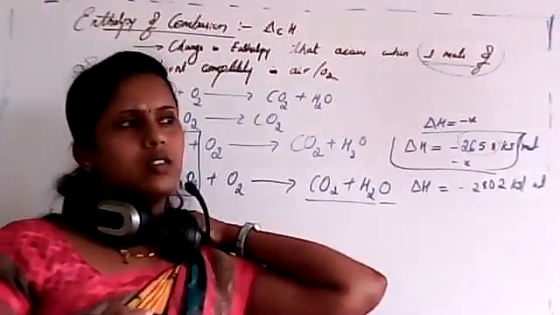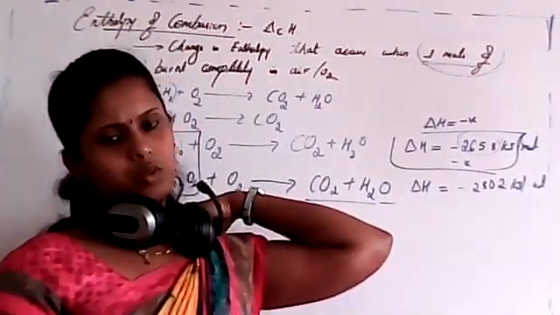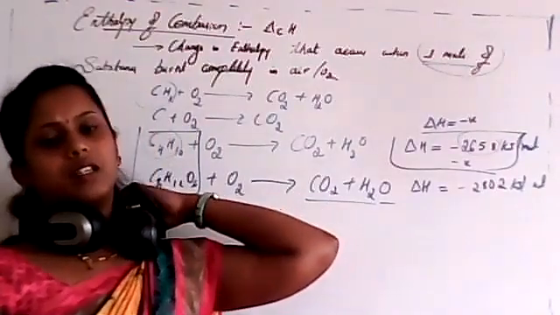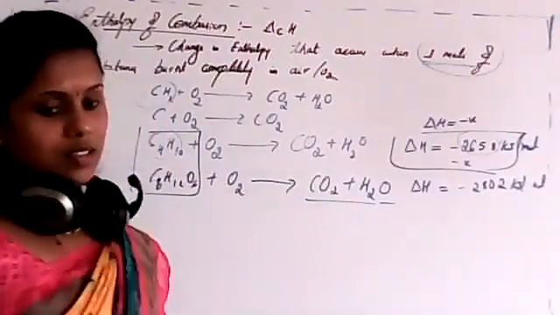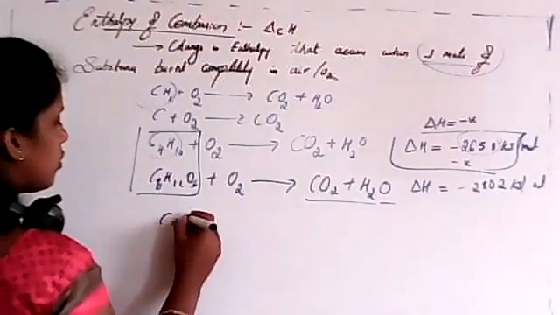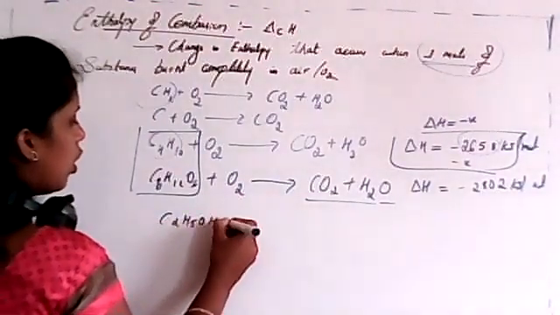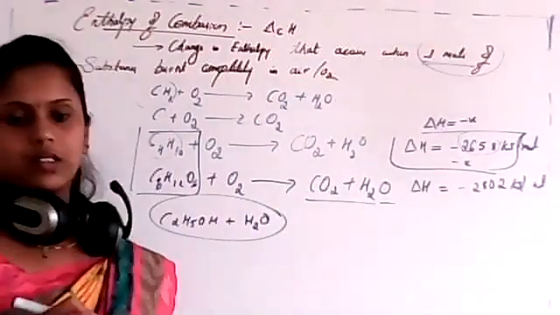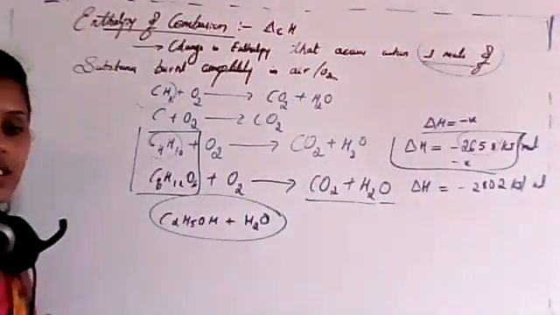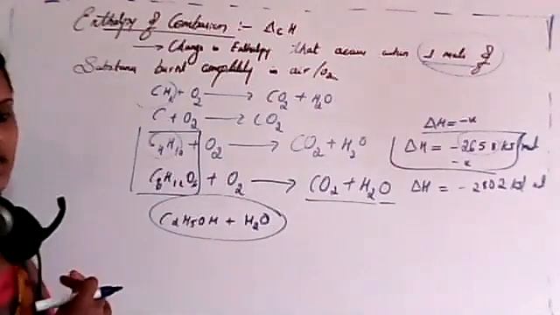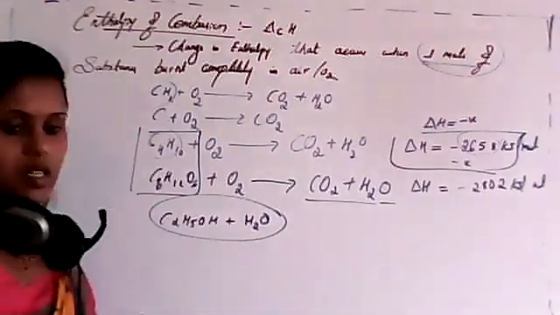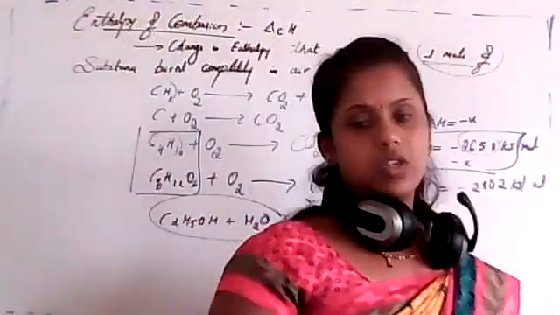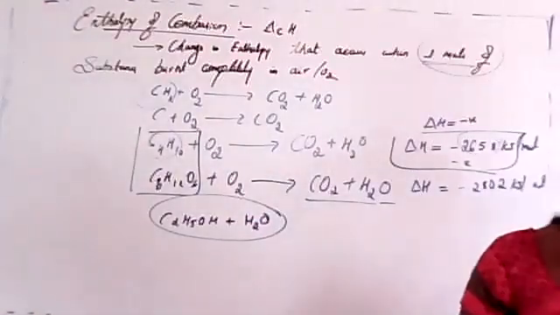Ethanol and water, this is not a combustion process, students. We don't treat it as a combustion process. Ethanol, C2H5OH, reacts with water, so this is not combustion. But whenever we consider ethanol with oxygen or ethane with oxygen, in that case it is a combustion process. Is this clear?